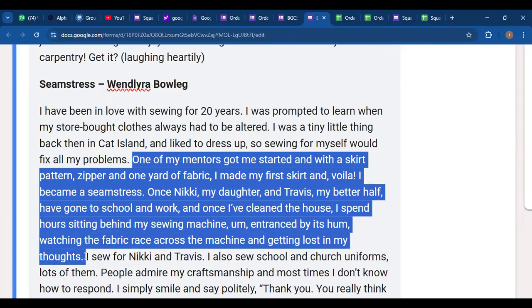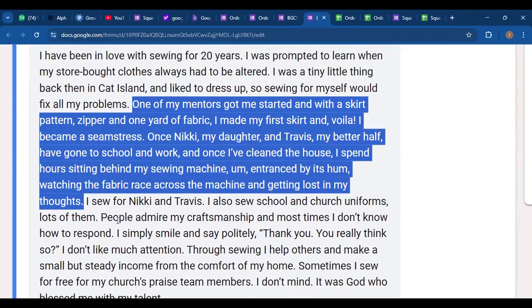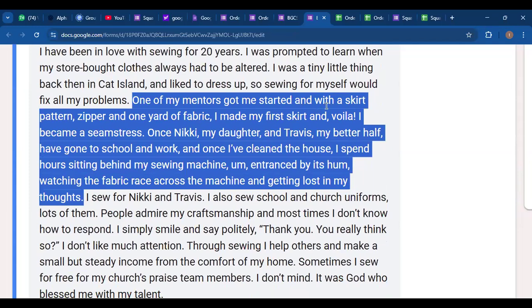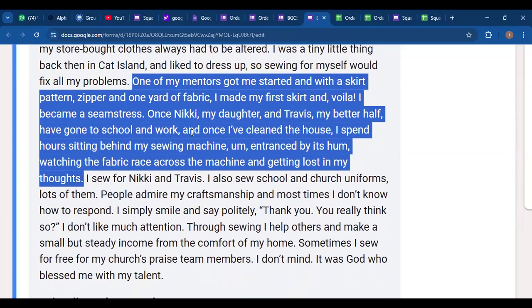One of my mentors got me started, and with a skirt pattern, zipper, and 1 yard of fabric, I made my first skirt, and voila, I became a seamstress. Once Nikki, my daughter, and Travis, my better half, have gone to school and work, and once I've cleaned the house, I spend hours sitting behind my sewing machine, entranced by its hum, watching the fabric race across the machine and getting lost in my thoughts.